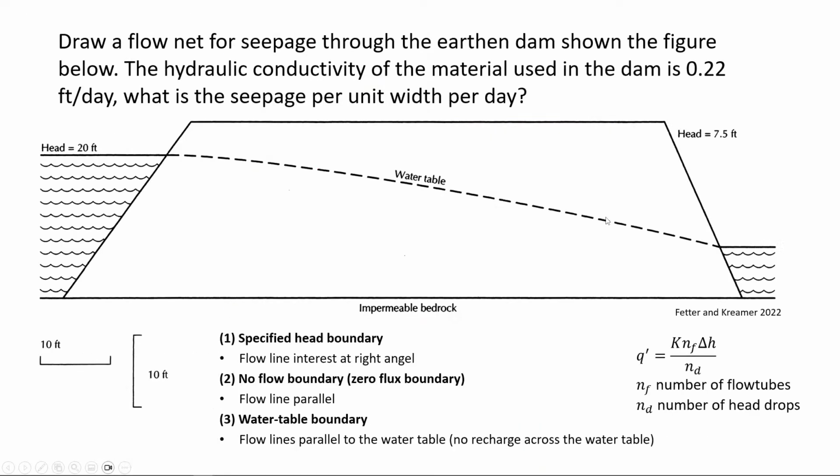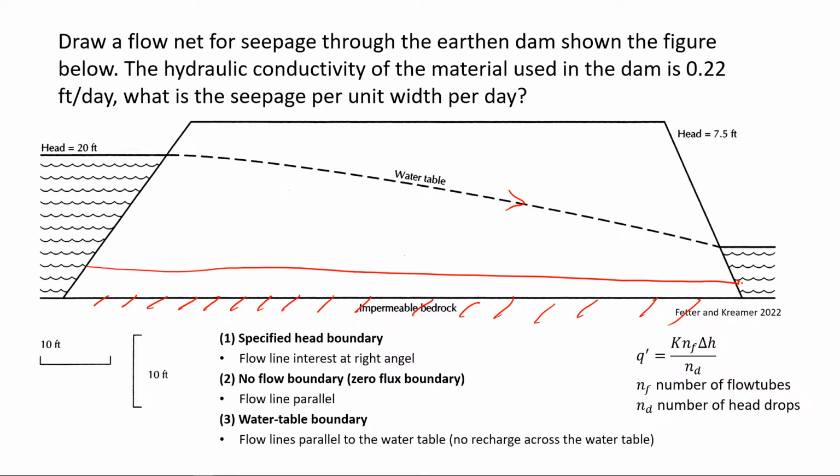Now, this is for your homework, so you can try to solve this. Again, this is an impermeable bedrock, so this is a no flow boundary. There's no recharge, so one flow line would be here. One flow line I know will be somewhere here parallel to this, and then maybe you do another one here, and then flow nets are perpendicular.